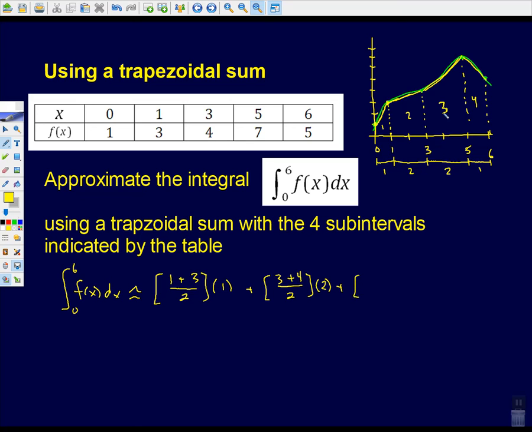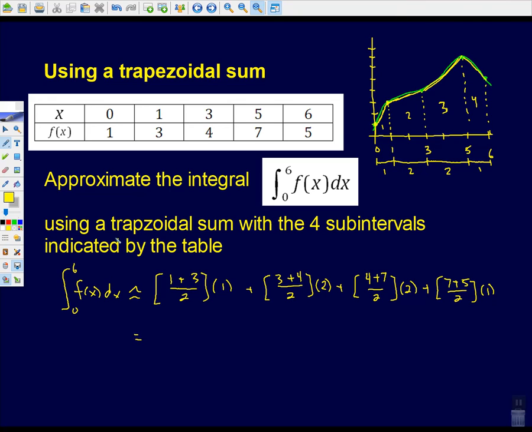And I'm on trapezoid number 3 now. The heights are f of 3 and f of 5, so I'm going to be averaging 4 plus 7 and multiplying by the width 2. And for the fourth one, the heights are f of 5 and f of 6, so I'm going to be averaging 7 plus 5 and multiplying by the width 1.